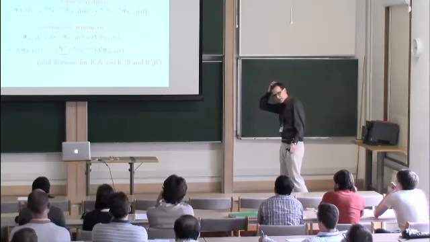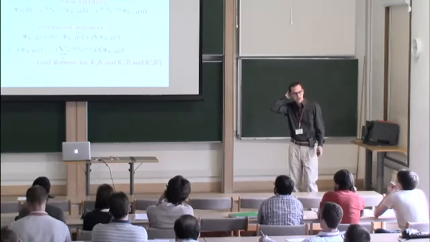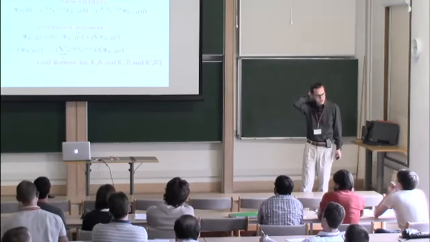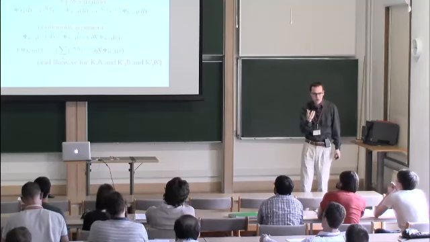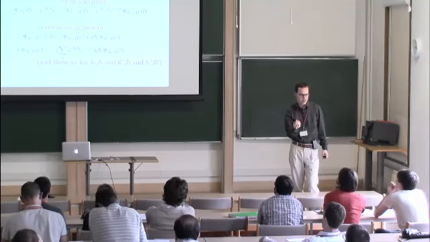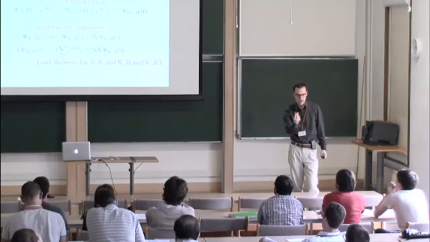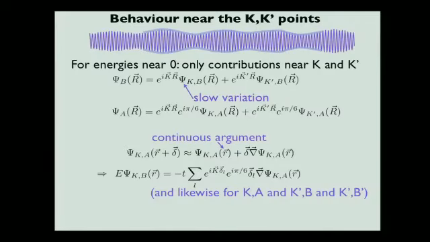Now, so much for the tight binding model. Now we want to make the step to the Dirac equation. And that is, we want to focus on the vicinity of these Dirac cones. That is, we want to focus on wave functions that already have a wave vector close to these special wave vectors where we have doubly degenerate eigenvalues.